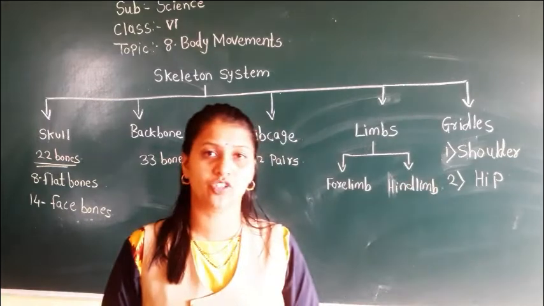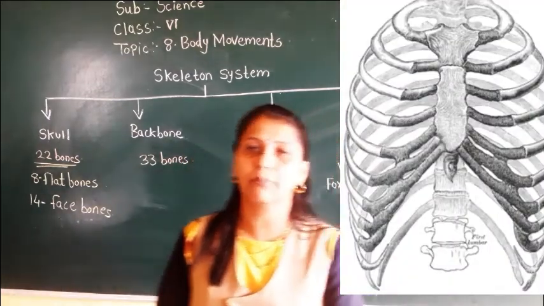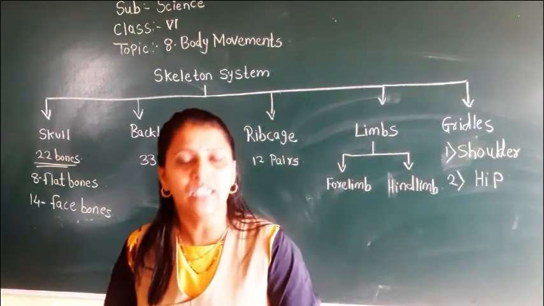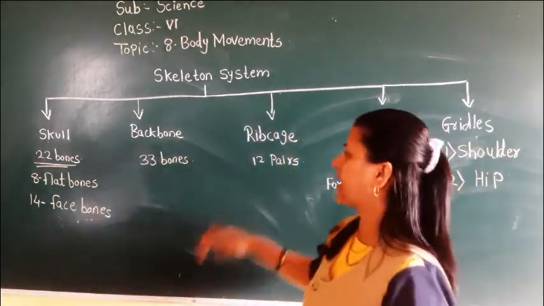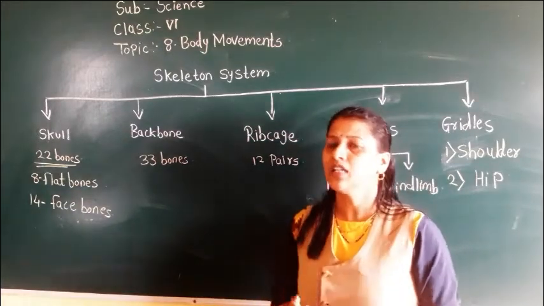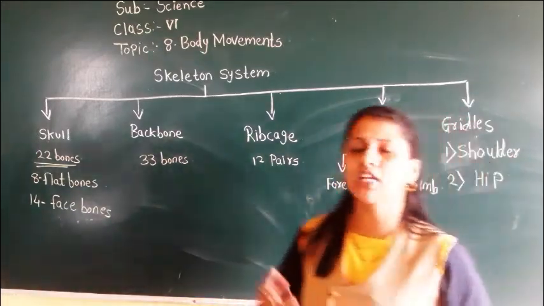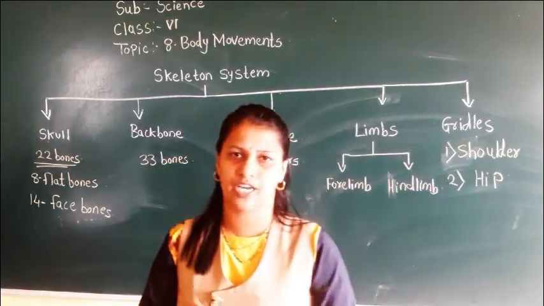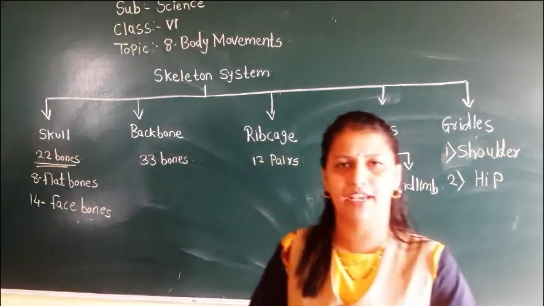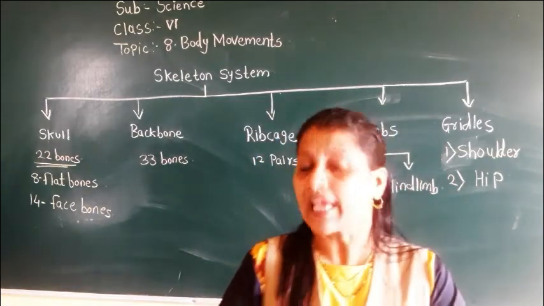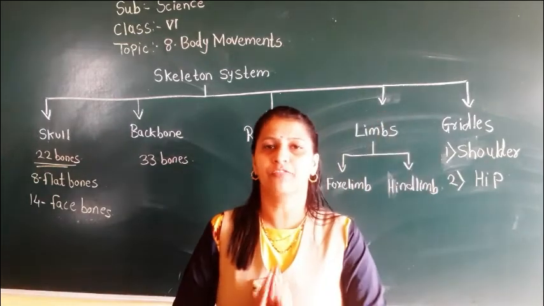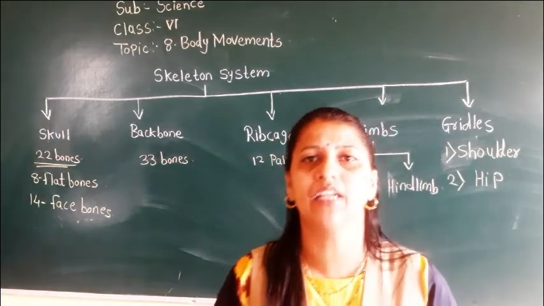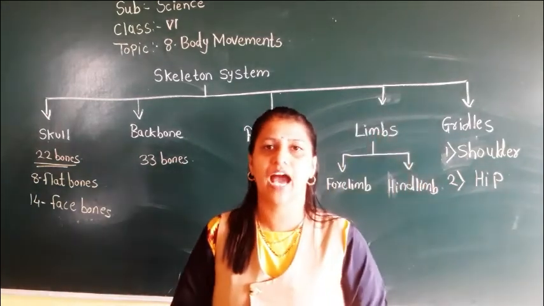Now, can you see this image? Yes, this is the rib cage, which protects our delicate organs, the heart and lungs. There are a total of 12 pairs of curve-shaped bones. Of these, 10 are fixed, but the last two are not fixed. They are floating.